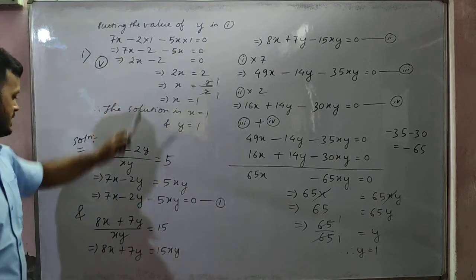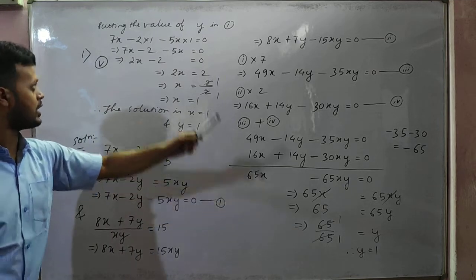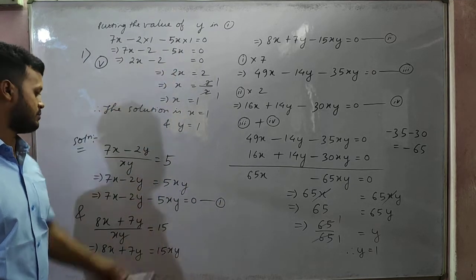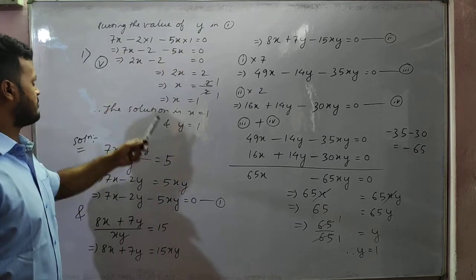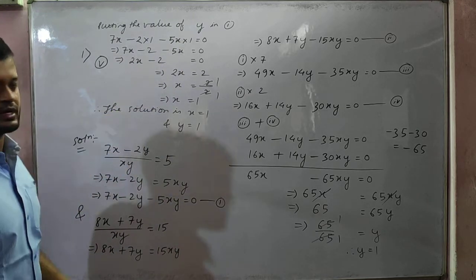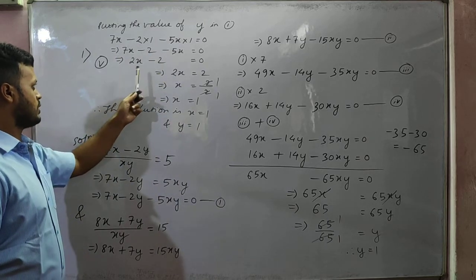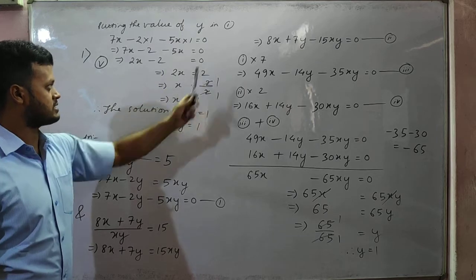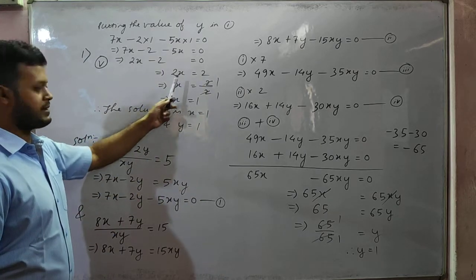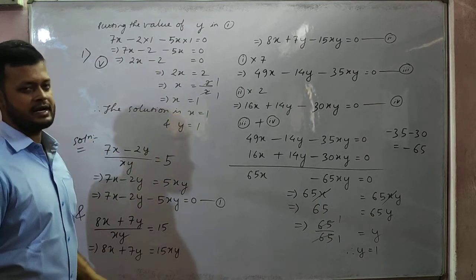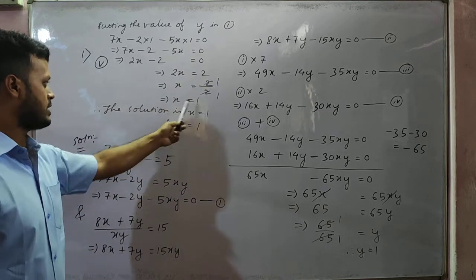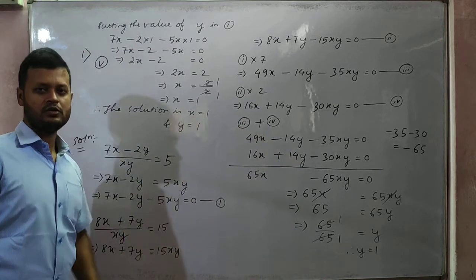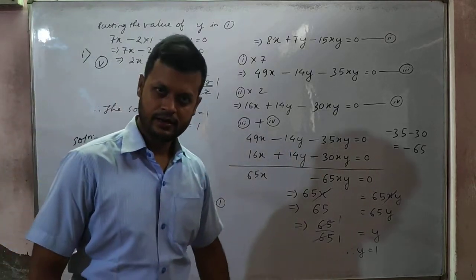So 7x minus 2y is there, in place of y you put 1, so 2 into 1 becomes minus 2. Then minus 5xy, in place of y I am putting 1, so 5x into 1 becomes 5x. 7x minus 5x will be, students, 2x, minus 2 is equal to 0. Then 2x is equal to minus 2, I take it to the right hand side, it becomes plus 2. This 2 is multiplied here, so if I take it to the other side it gets divided. So 2 and 2 cancel, and x is equal to 1. So the solution is x is equal to 1 and y is equal to 1. Is it okay? Understood?